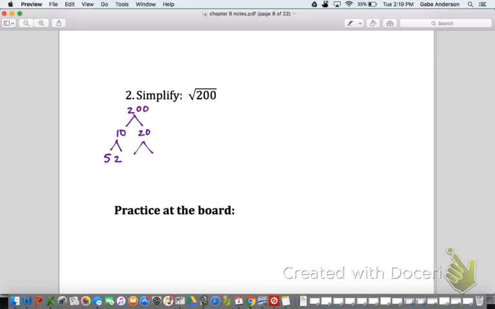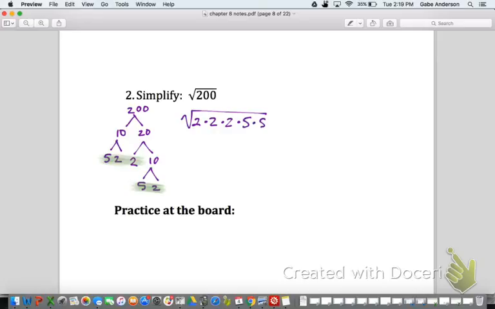The 20 could be broken down into 2 and 10. Okay, so 2 times 10. And then finally the 10 would be like before, the 5 times the 2. So our prime factors are all here. So this one goes a little bit differently. This is the square root of 200. It's really the square root of 2 times 2 times 2 times 5 times 5.